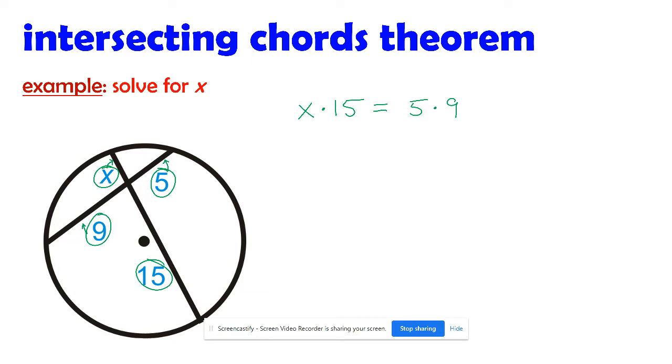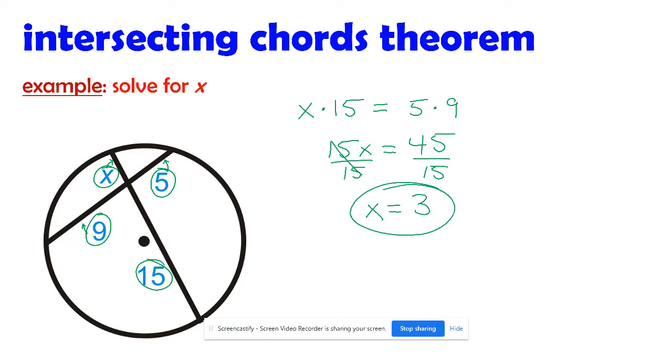So let's work this out. X times 15 is 15x. 5 times 9 is 45. 15x is equal to 45. So all we need to do here is divide by 15. And we know that x is equal to 45 divided by 15, which is 3. So that's what it asks us to do, is to solve for x, and that's how we would do it. By setting up these two expressions, by multiplying the two parts of the chords, and then making them equal to each other.